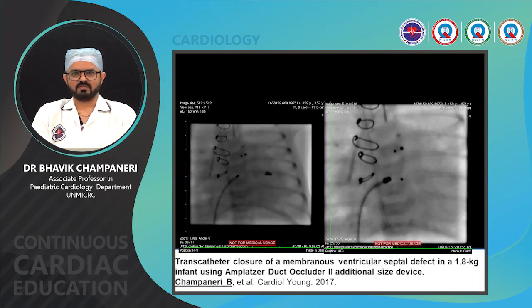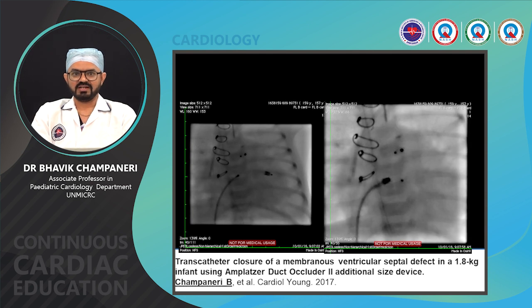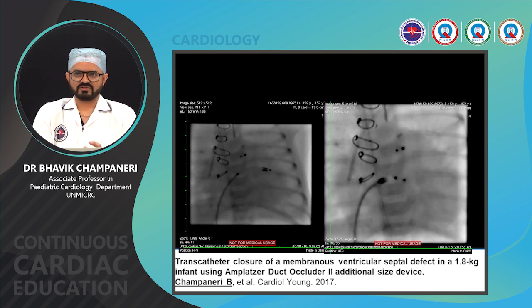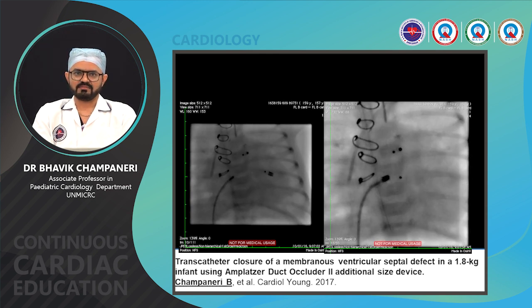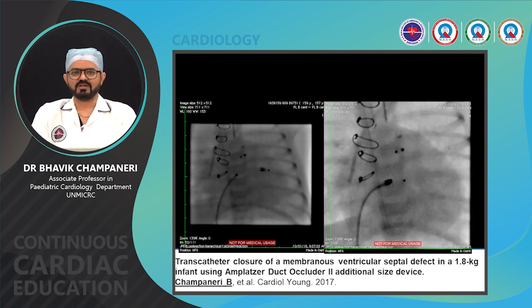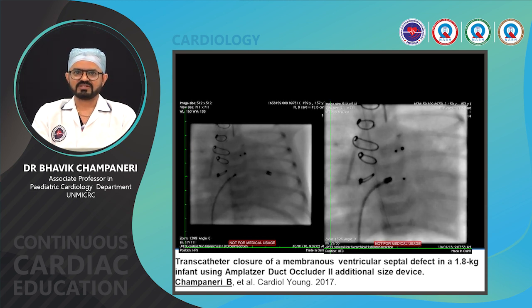This is a case report published in 2017. This was a 1.8 kilo infant who had already undergone PDA ligation, and he was having a perimembranous VSD. Because the patient was very sick, post PDA ligation there was a residual PDA and a perimembranous VSD in addition to that. Both the residual PDA and VSD were giving rise to significant hemodynamic difficulties, and we were unable to wean this patient off the ventilator, so the patient was taken into the cath lab.